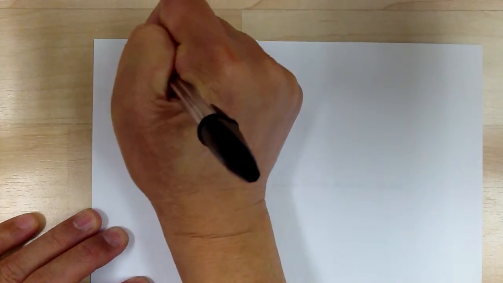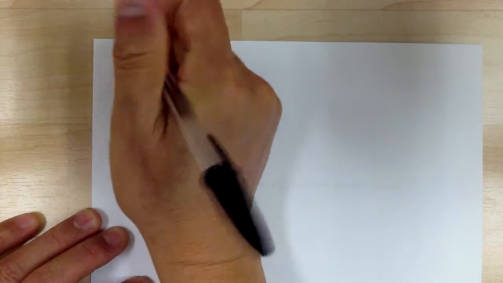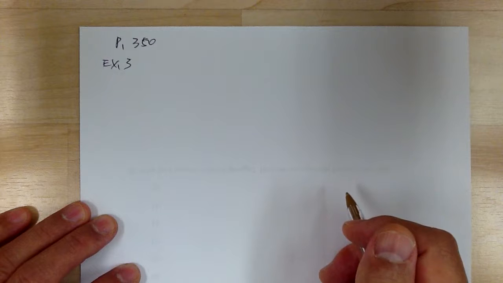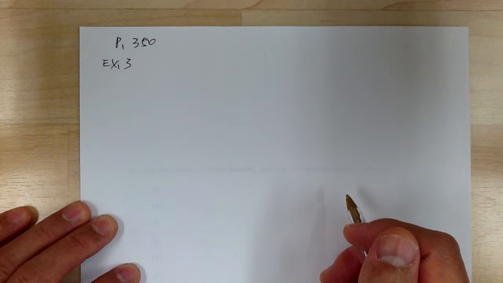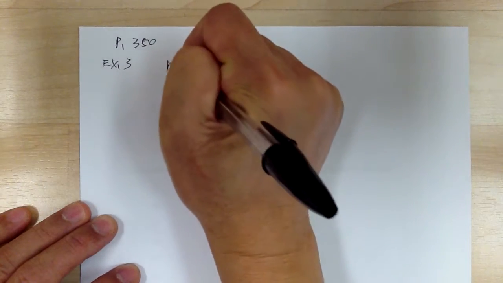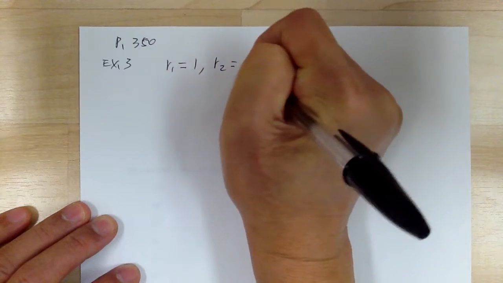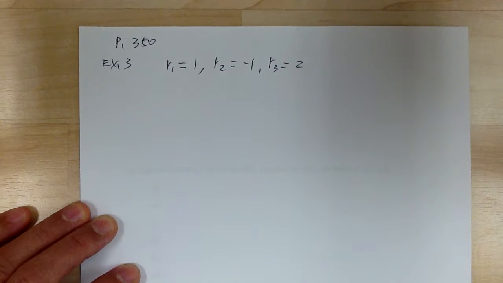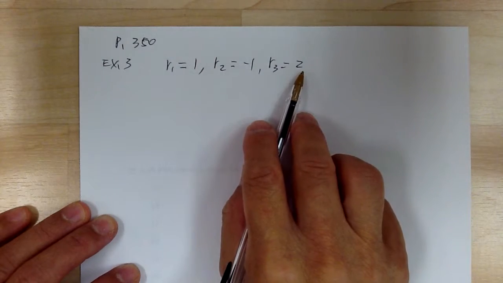Okay, now let's go to example 3. So example 3 on page 350, it says find a polynomial whose roots are 1, -1, and 2. So you have R1 equal to 1, R2 equal to -1, and R3 equal to 2. So you're looking for the polynomial. So you kind of have to go backward. So remember where this came from, right?